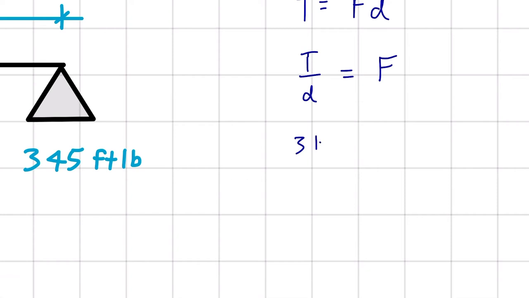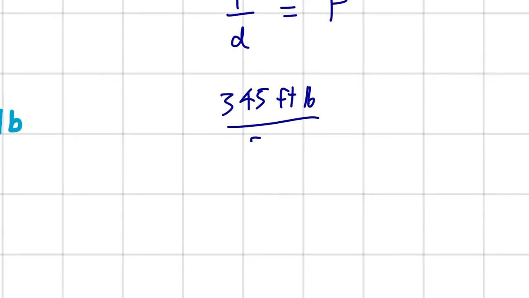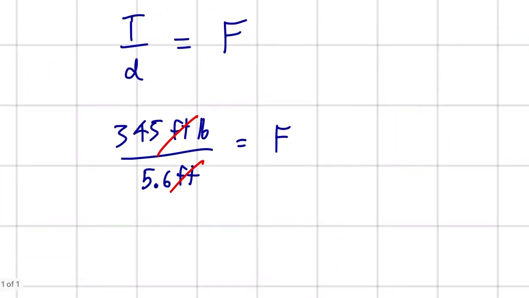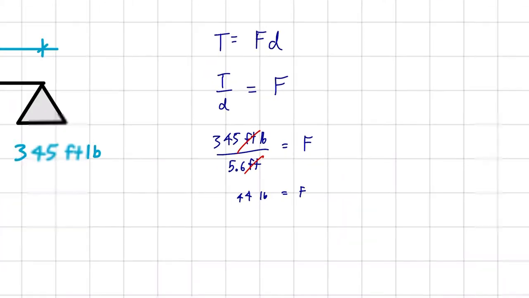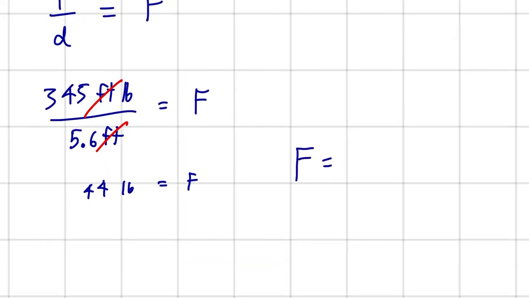So 345 feet pounds divided by 5.6 feet is equal to the force. And our feet cancel out, so we're just left with a unit of pounds, which is good for our force. And the value for this is 44 pounds is equal to the force. So force is equal to 44 pounds.